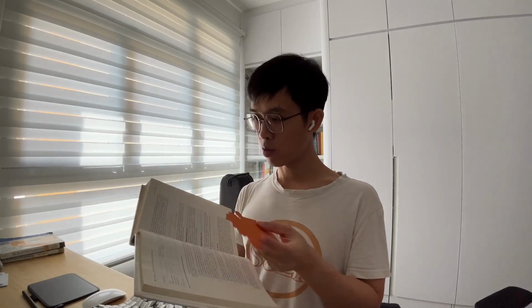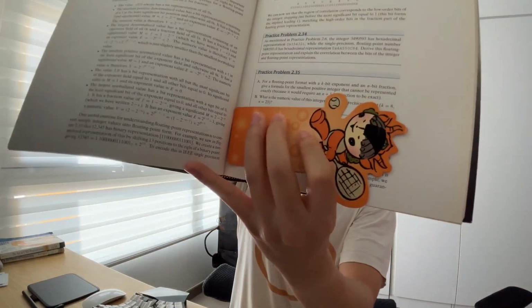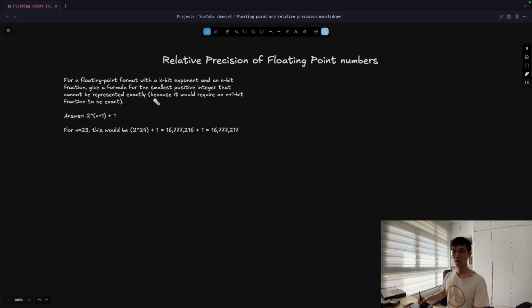So what I'm going to share is actually triggered by a practice problem in the book, and there is this problem right over here, and that is about the relative precision of floating point numbers. The practice question is as follows: for a floating point format with k-bit exponent and n-bit fraction, give a formula for the smallest positive integer that cannot be represented exactly because it would require an n plus 1 bit fraction to be exact. And the answer is right over here.